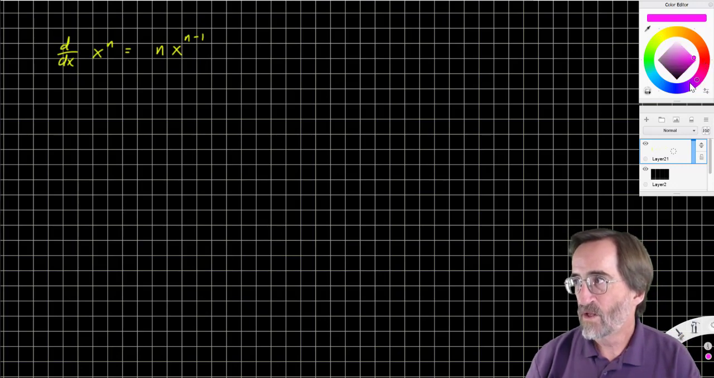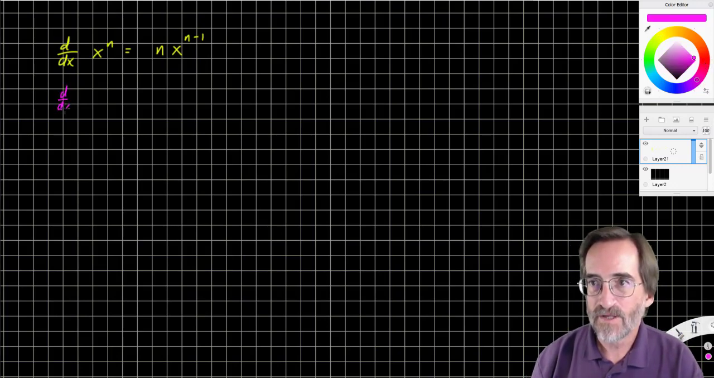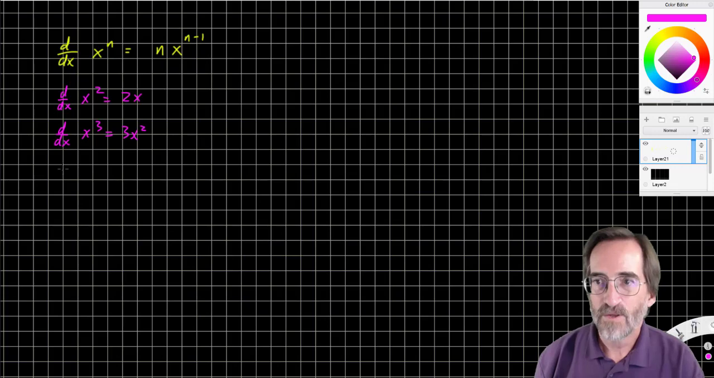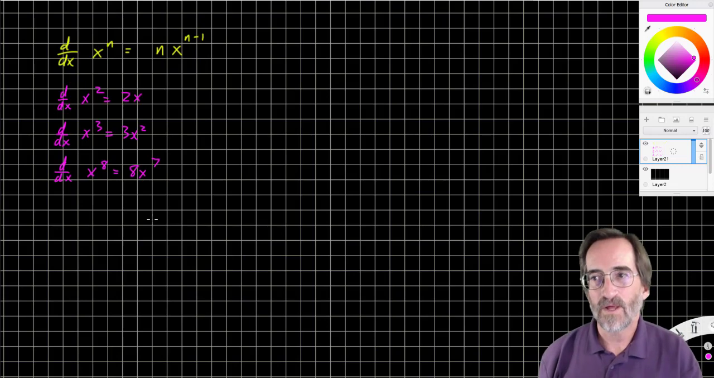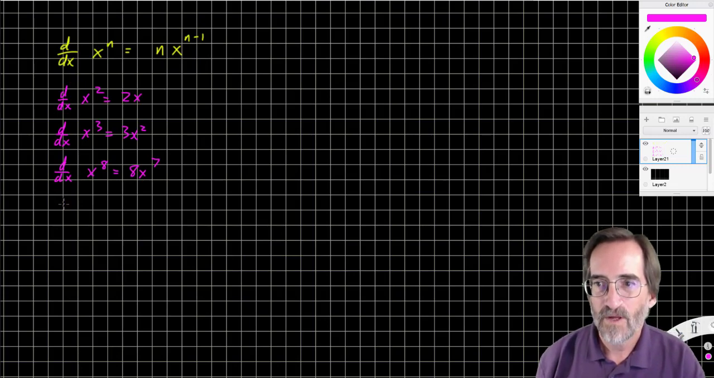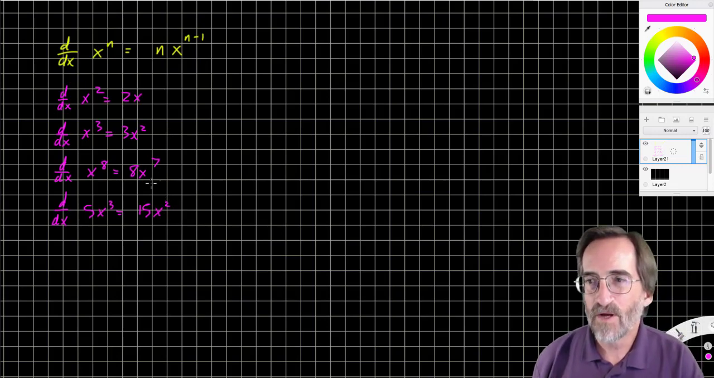The derivative with respect to x of x squared is 2x to the 1. The derivative of x cubed is 3x squared. The derivative of x to the 8th is 8x to the 7th. Notice what's happening: the exponent comes down in front, and the exponent gets decreased by 1. The derivative of 5x to the 3rd is 5 times 3, or 15x squared. And this applies to all powers.